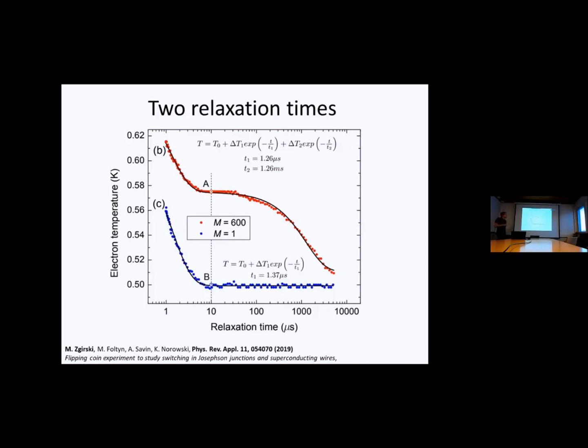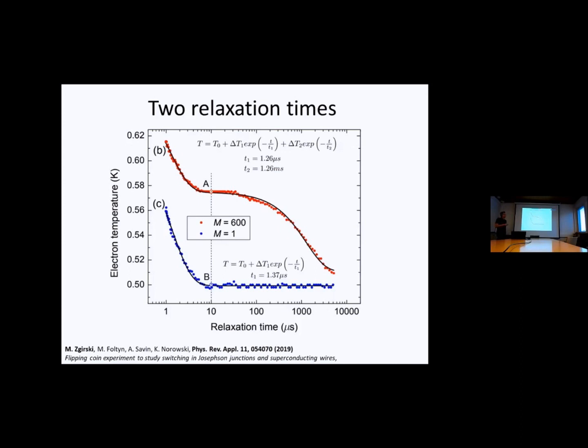So you see two relaxations. One is fast and another is slow one. The slower one is 1,000 times slower than the first one. So the first process is exactly the same like this one. You see 1.4, 1.3 microseconds.